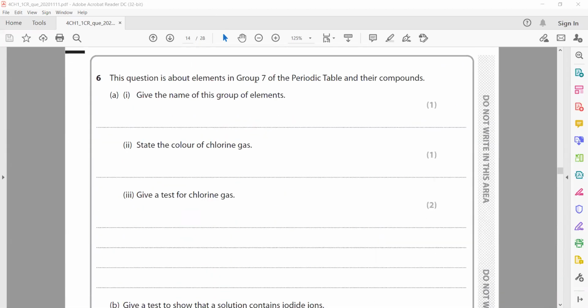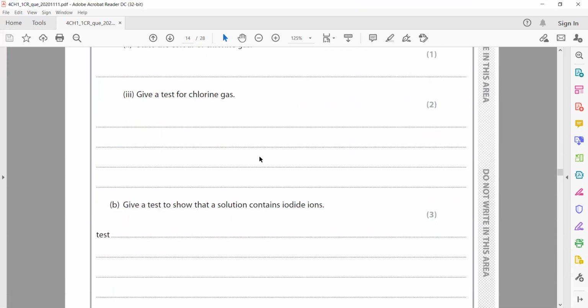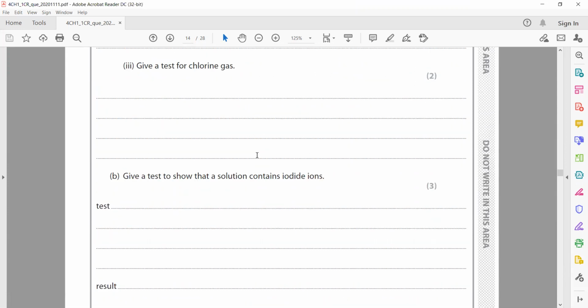This question is about elements in group 7 of the periodic table. Give the name of this group of elements. So what we call them is halogens. The color of chlorine is pale green, light green. Test for chlorine: damp red litmus, damp blue litmus, it will turn red and bleach.